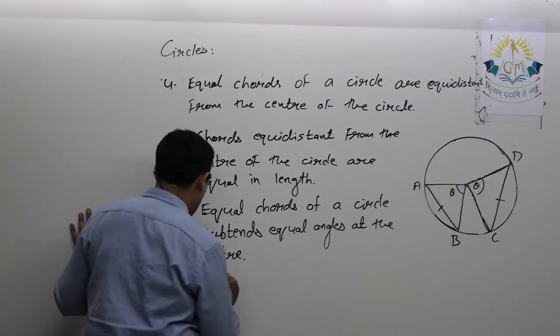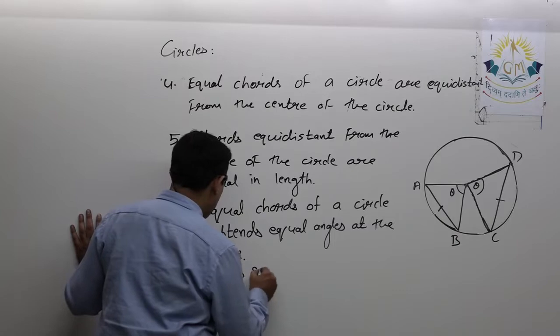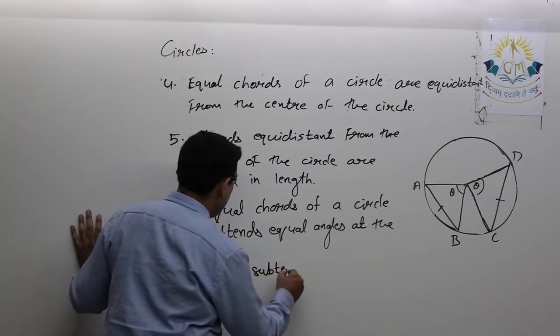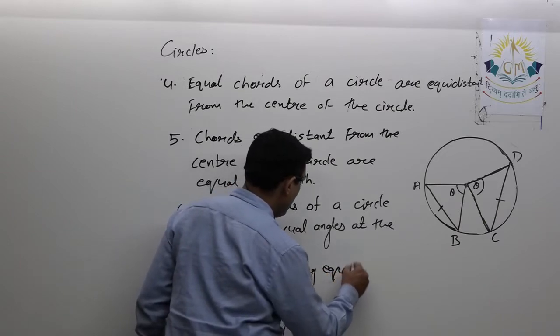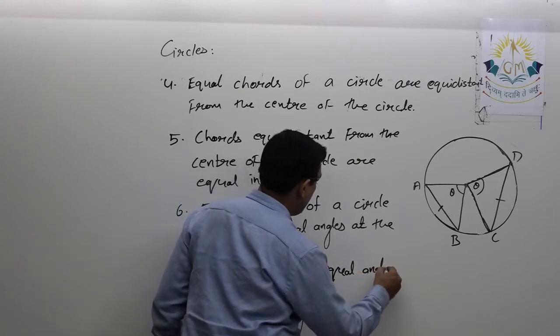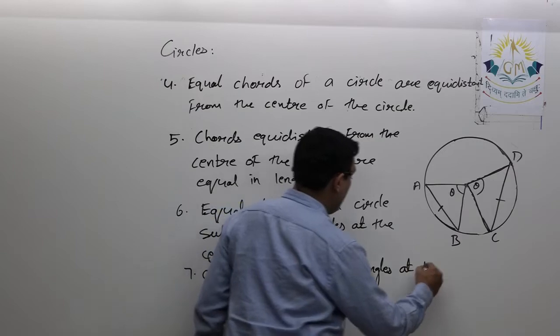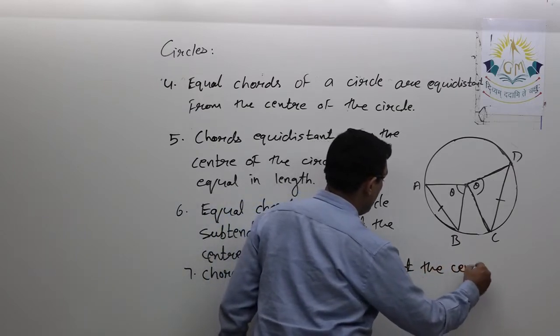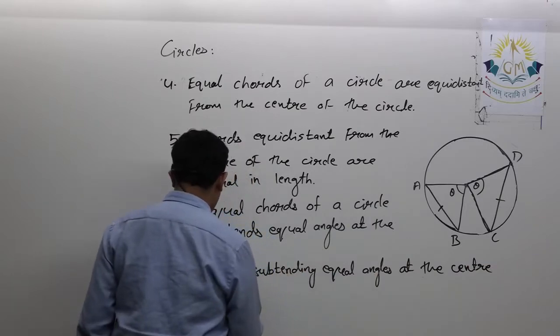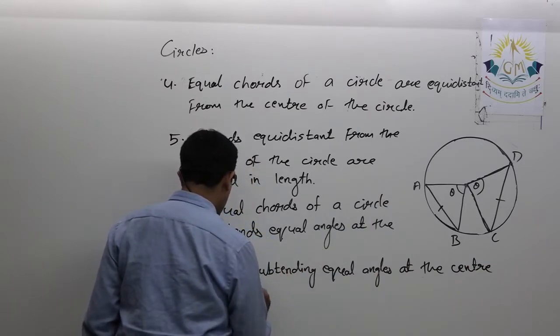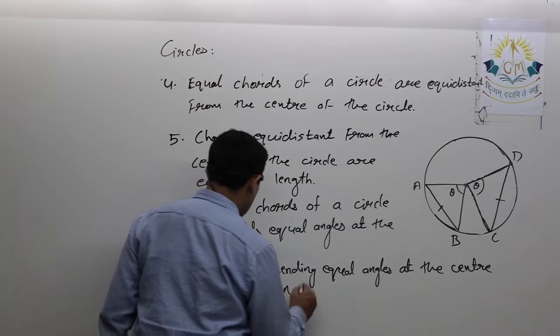Okay, chords subtending equal angles at the center are equal in length.